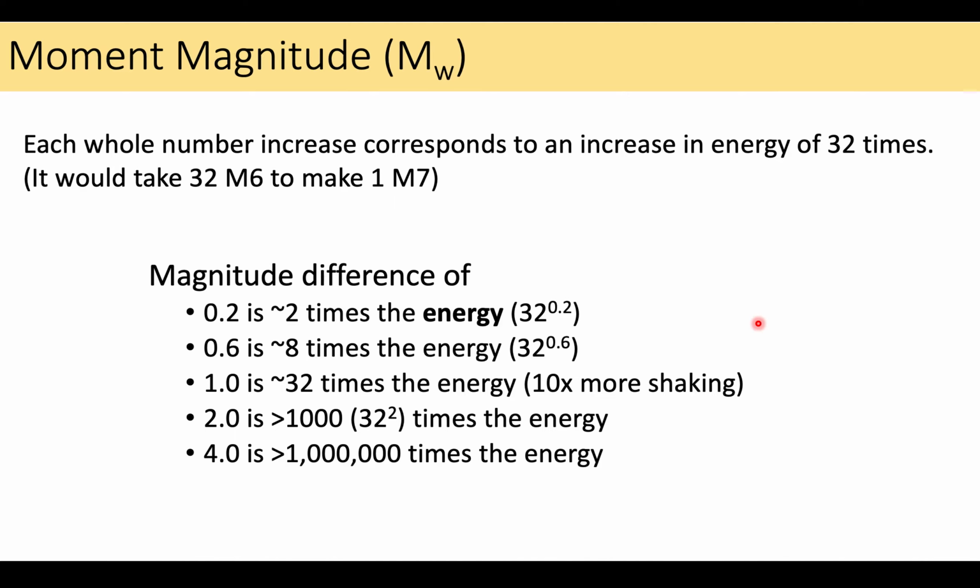So the tricky thing about the moment magnitude scale is that each increase of one whole number, from 1 to 10, corresponds to an increase of 32 times the energy. So to get from an M6 to an M7, you would have to have 32 M6s to get to an M7. So it's not a one-to-one scale. Moving up one, from M1 to M2 or M4 to M5, is an increase of 32 times the amount of energy.